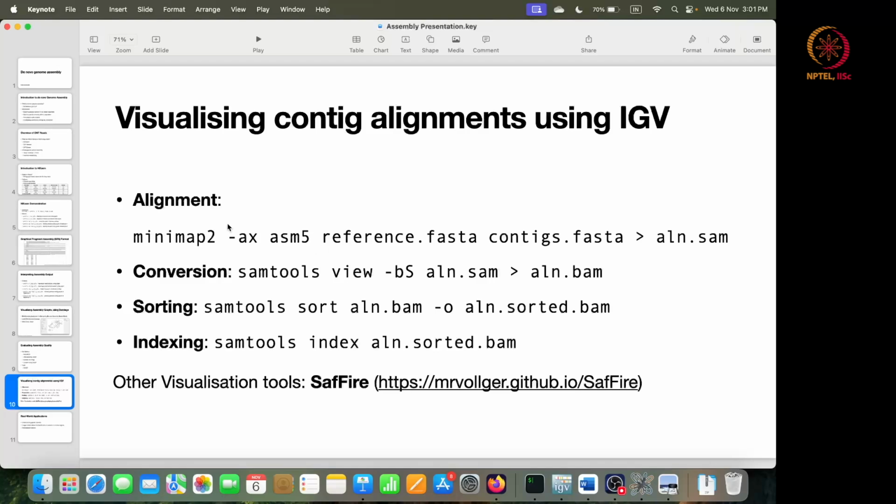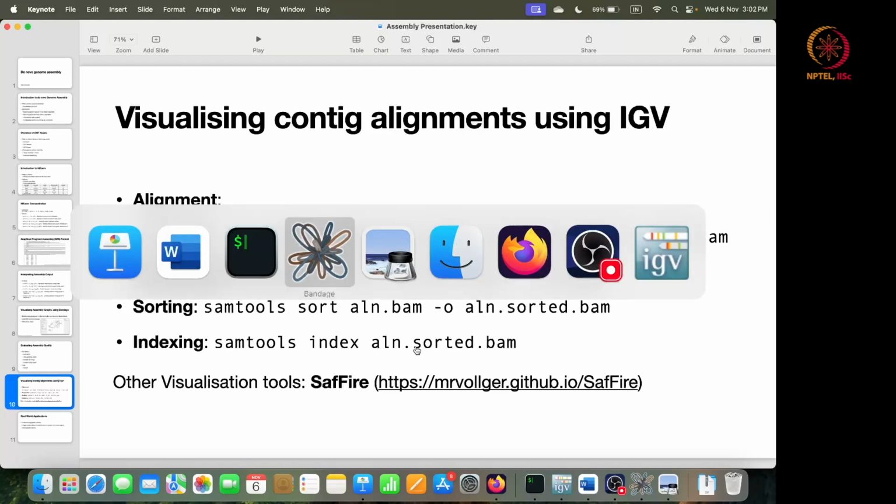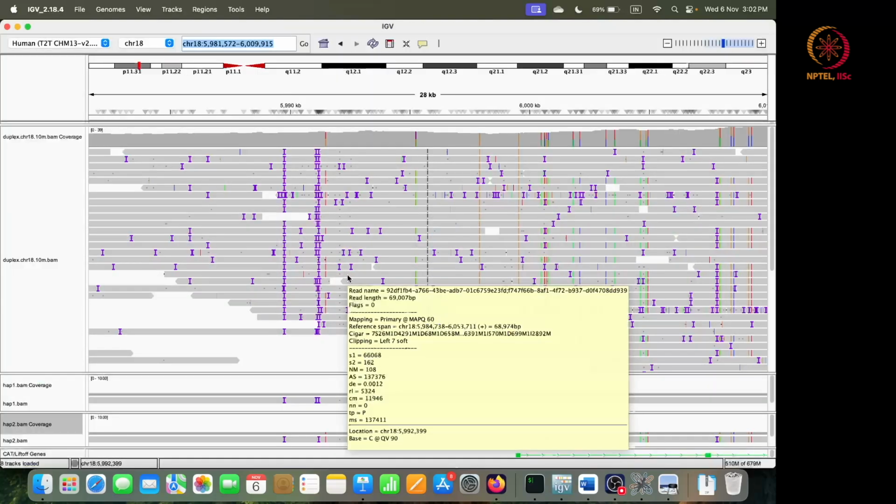The command for visualizing these is we use minimap2 once again, and we want to generate a SAM file. So, we say -a. We use a preset asm5 which tells minimap2 that the contigs and the reference are both from the same species, and then output into a file aln.sam. We will convert the SAM output into a BAM file, sort it and index it, and then visualize it using IGV.